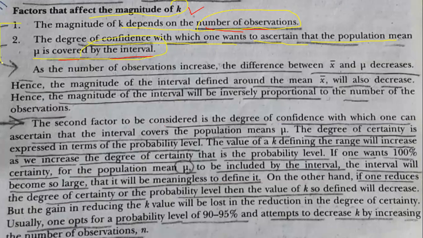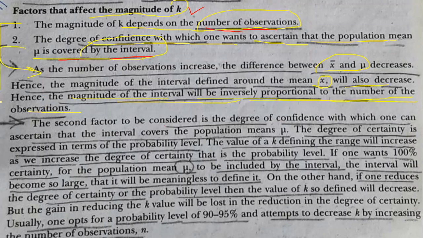As the number of observations increases, the difference between these two decreases. Hence, the magnitude of the interval defined around the mean x bar will also decrease, as the magnitude of the interval is inversely proportional to the number of observations.